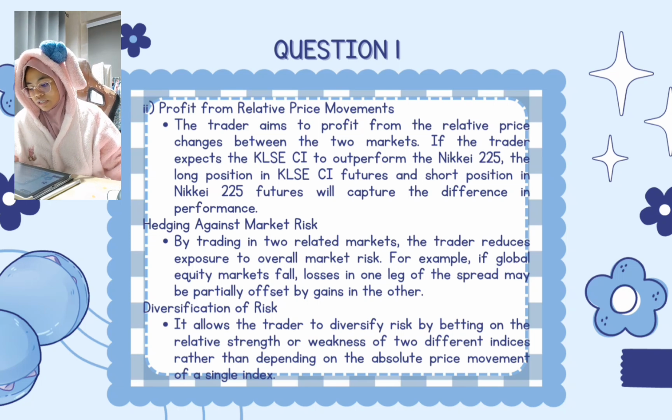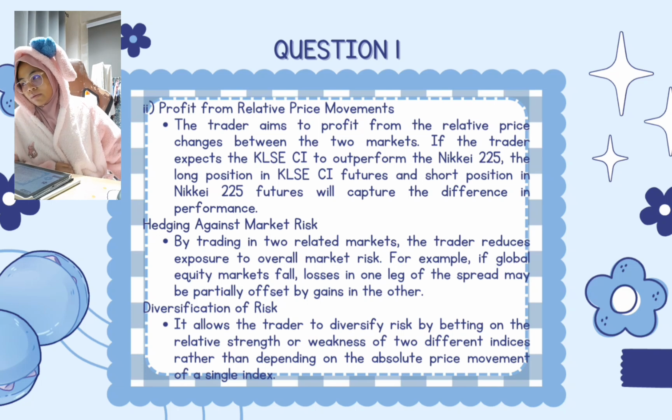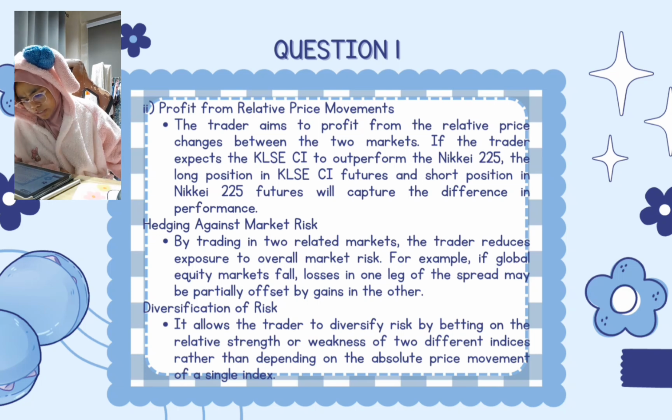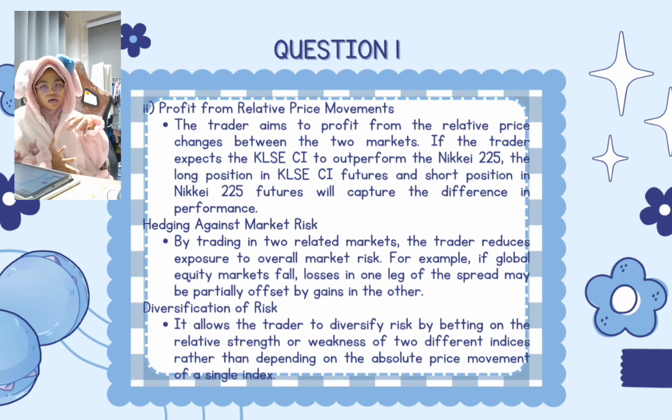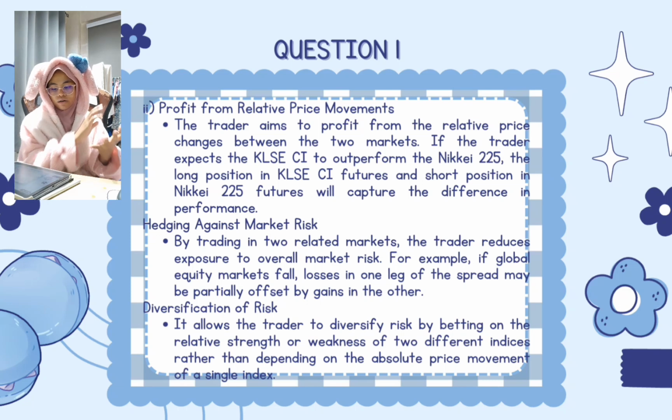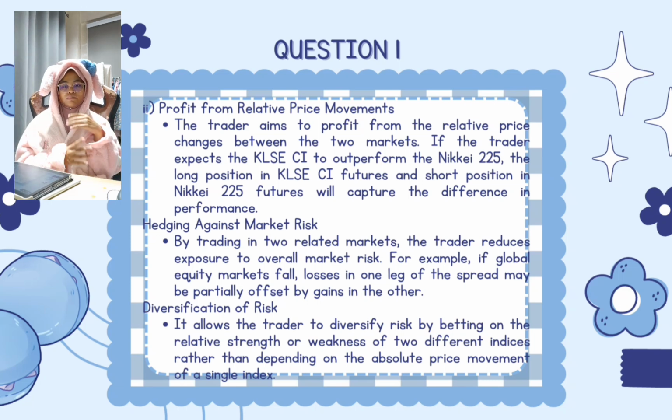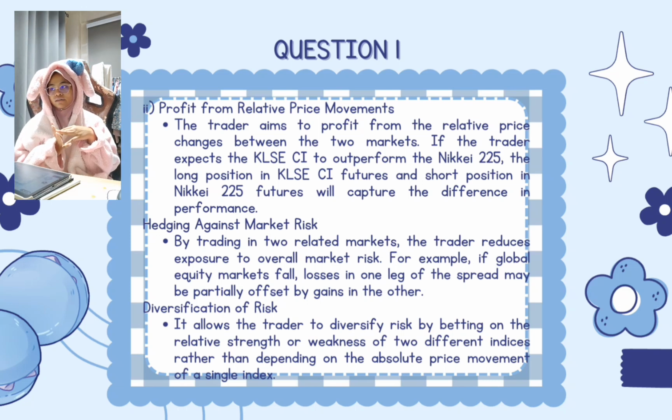Second one is hedging against market risk. By trading interrelated markets, the trader reduces exposure to overall market risk. For example, if global equity markets fall, losses in one leg of the spread may be partially offset by gains in the other.